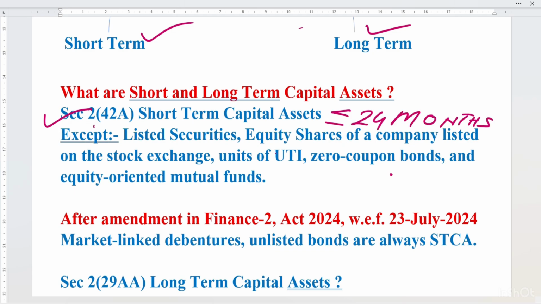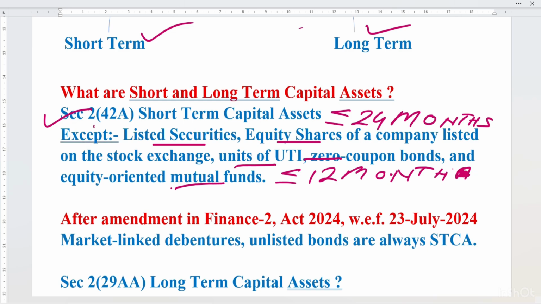Except the following. If you are holding listed securities, equity shares of a company listed in a stock exchange, units of UTI, zero coupon bond, and equity oriented mutual fund, and if they are held for equal to or less than 12 months, they will be treated or called as short-term capital asset.